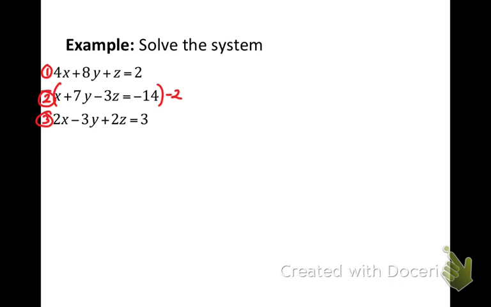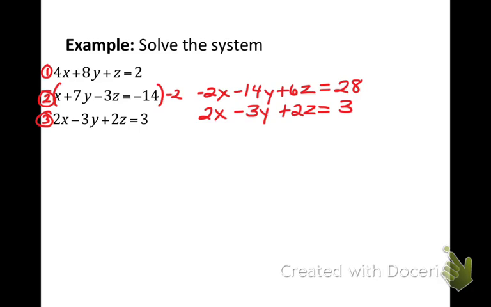I'm going to shift everything over to the right. So that becomes negative 2x minus 14y plus 6z, and please make sure I don't miss a negative somewhere, and then that would be a positive 28. I'm going to rewrite line 3 directly below it: 2x minus 3y plus 2z equals 3. I know it's a bit tedious to rewrite everything, but it keeps you from making mistakes if you write it all out. Okay, add up and down. X's go away. Y's become negative 17y plus 8z equals 31.